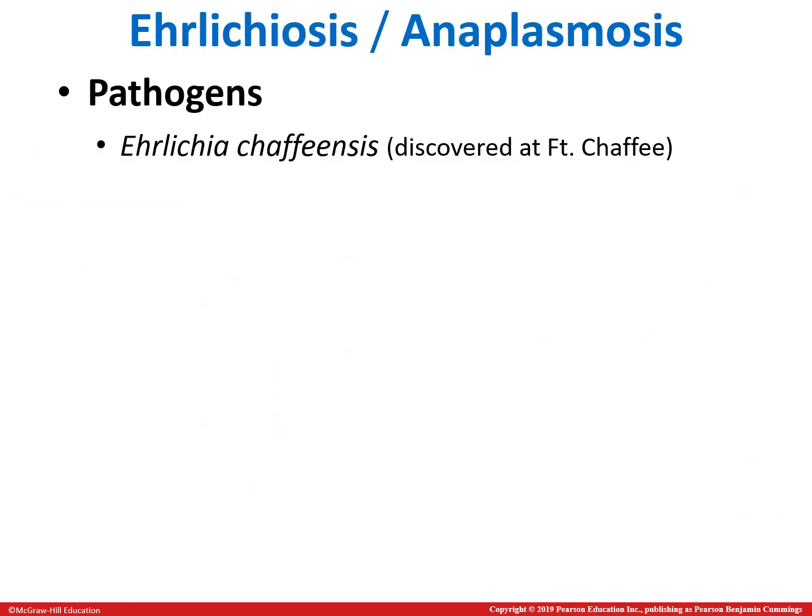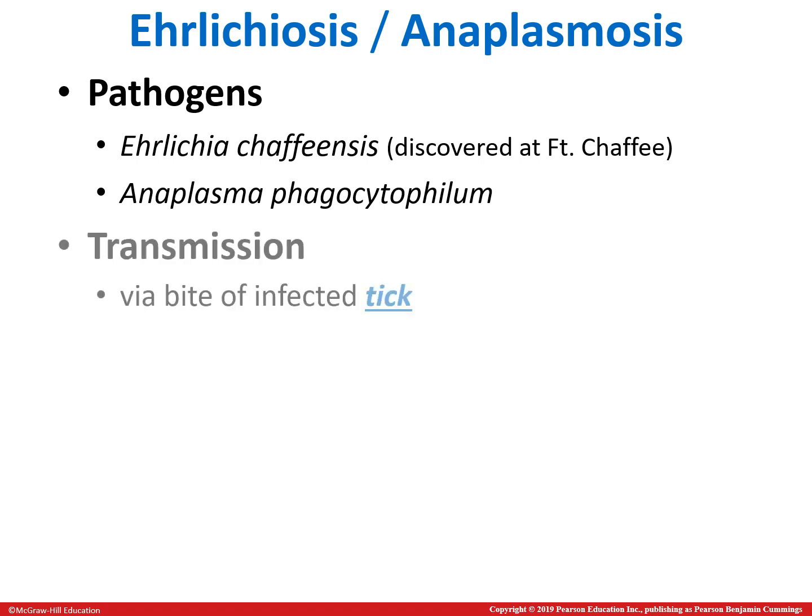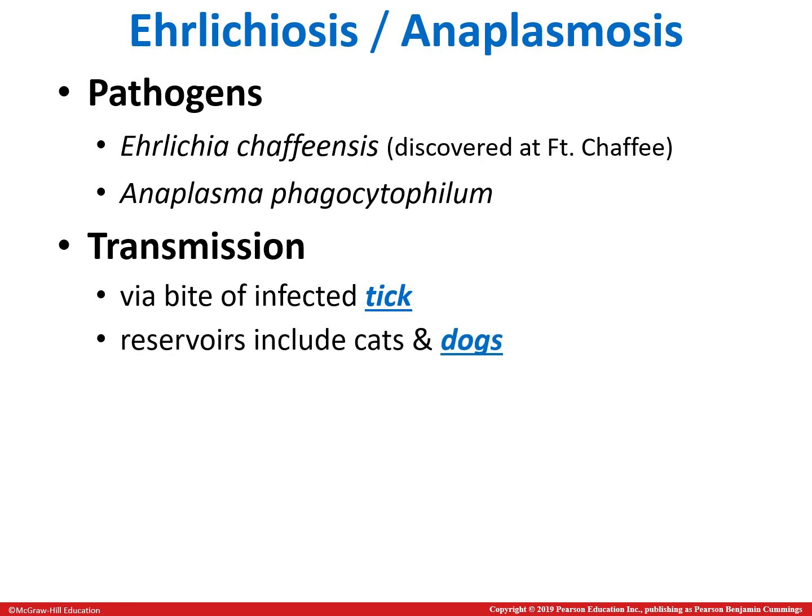And we've got a couple of tick-borne diseases that have got lumped together because really they're almost identical with exception of the pathogen. So what's called ehrlichiosis or anaplasmosis are caused by bacteria. The Ehrlichia chaffeensis actually was named for Fort Chaffee here in Arkansas. Anaplasma phagocytophilum is the other organism, but both of these are transmitted by ticks from reservoirs, which include cats and dogs.